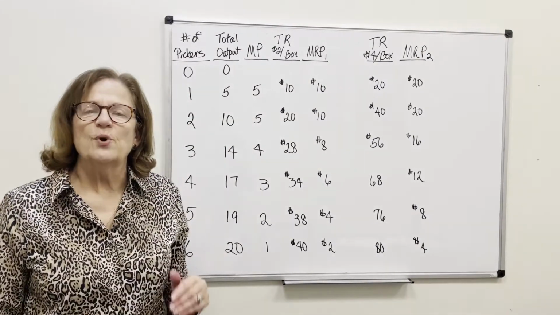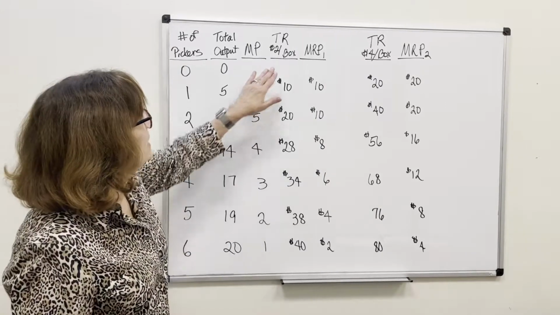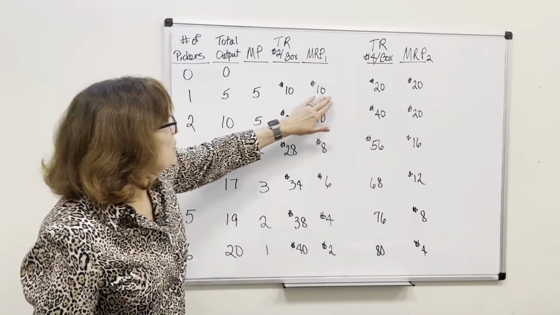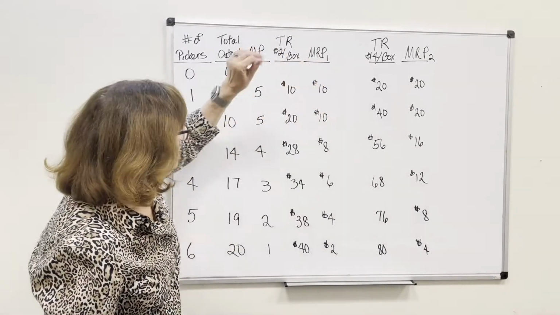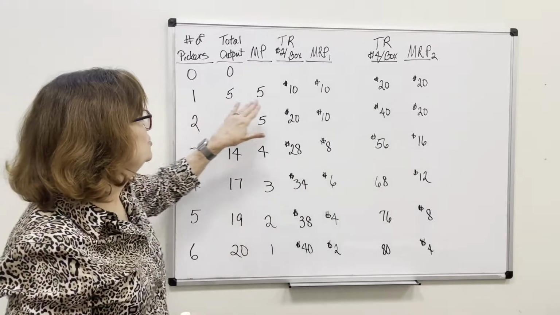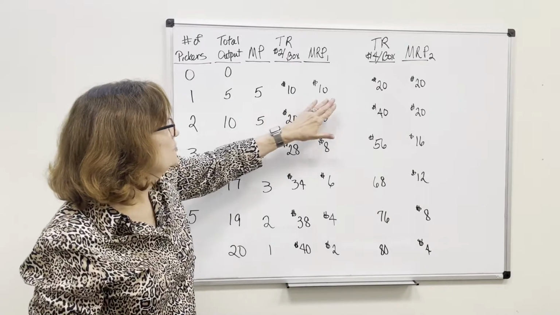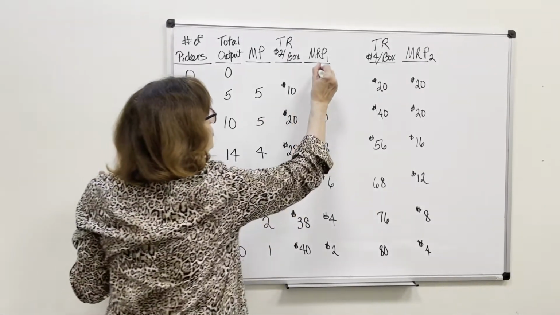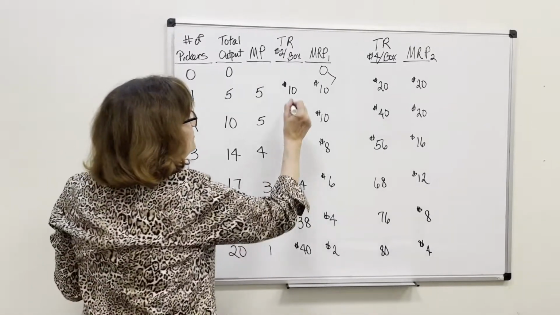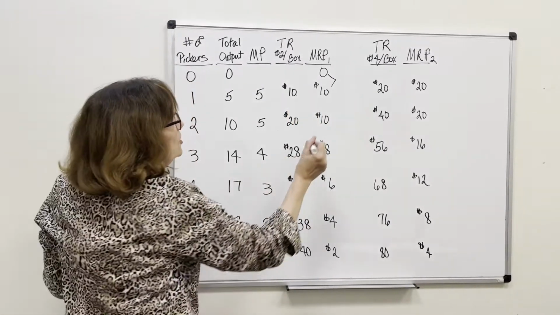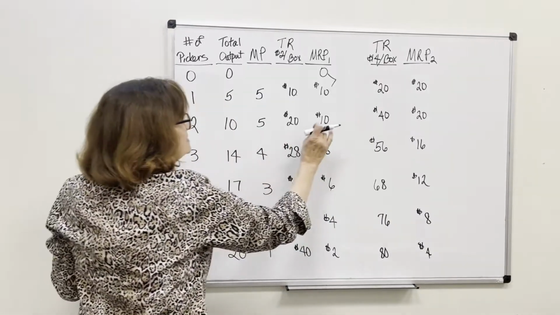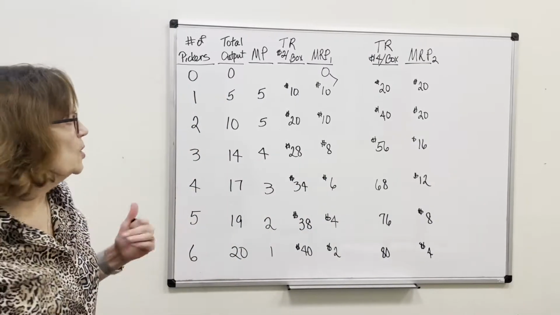Now, total revenue is price times quantity. When strawberries are $2 a box, the marginal revenue product of the first worker would be 5 boxes at $2 a box is $10, and that marginal revenue product would be 10. The second worker also raises revenue by $10. So the second worker produced 5 boxes of strawberries, $2 a box, that's a $10 marginal revenue product.